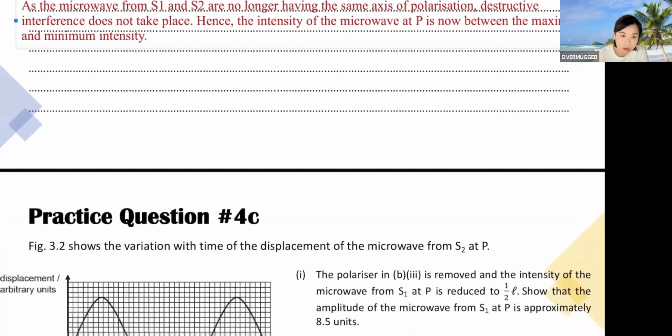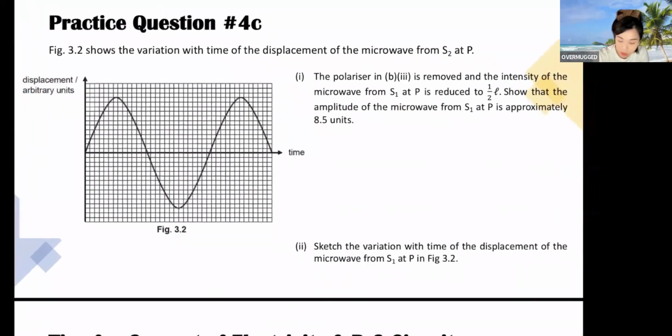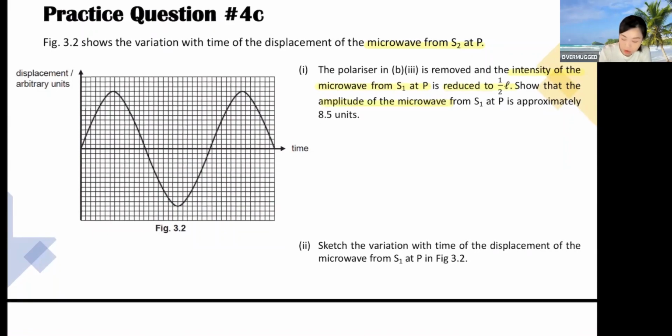Okay, now next. The figure here shows the variation of the displacement of the microwave from S2 now to P. So they're saying that S2 displaced out to P, right? The displacement is by this amount of units. The polarizer in B part 2 is now removed, and the intensity of the microwave at S1 is reduced to half the intensity. Show that the amplitude of the microwave from S1 now is approximately 8.5. Now, how do we show the amplitude? That means I'm looking for 8.5.